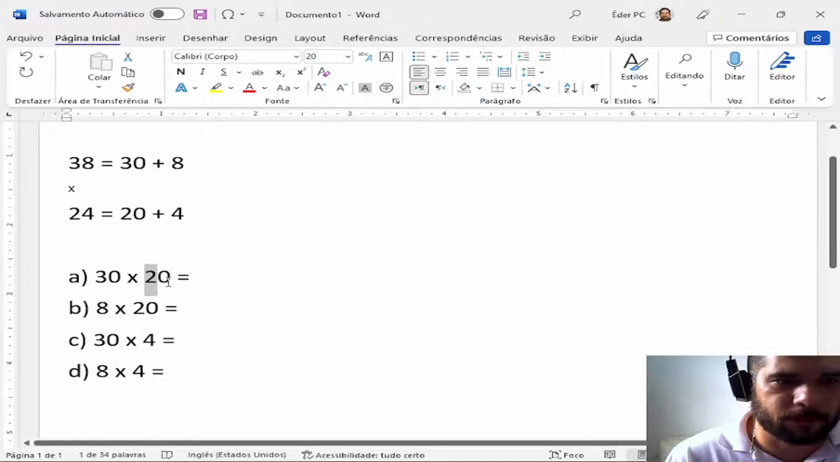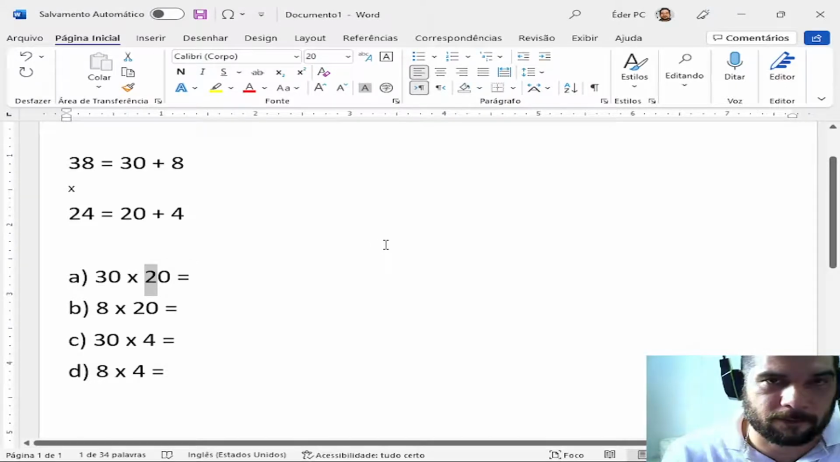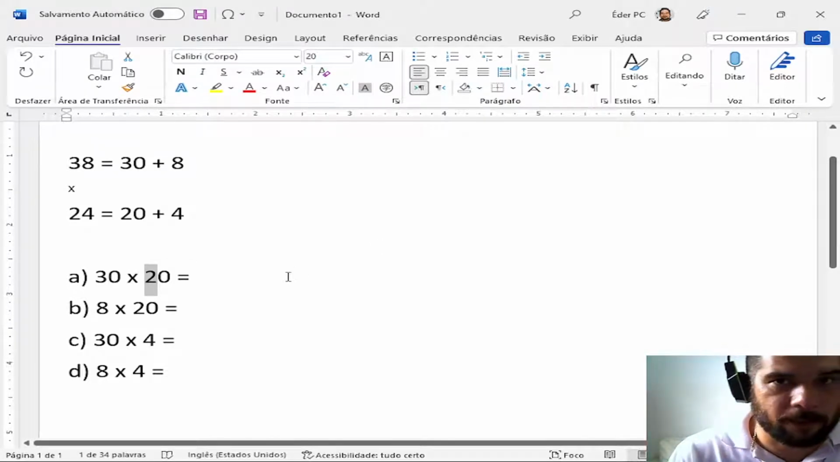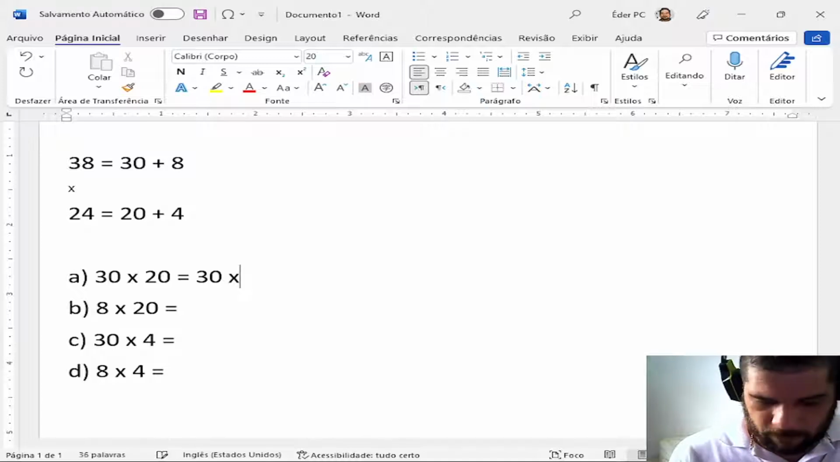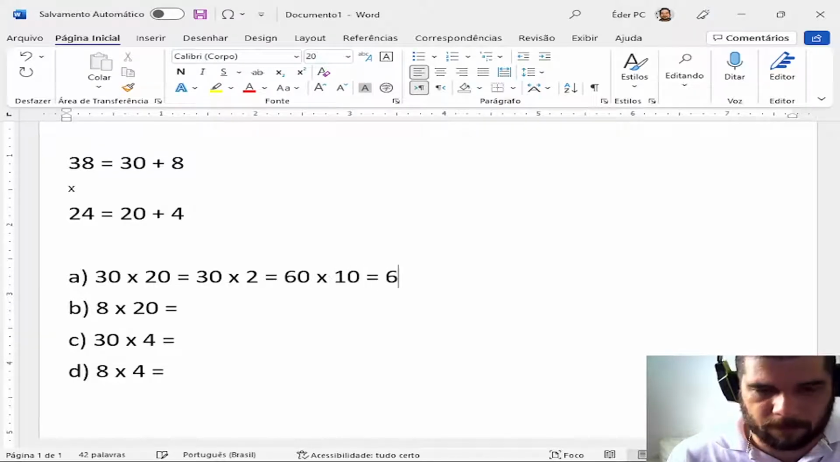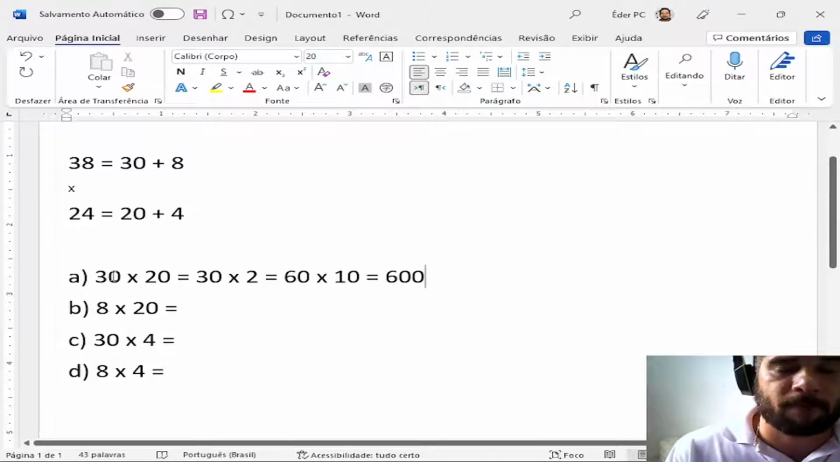Right, so I decomposed. I multiplied by 2, and then times 10, which is the same thing. 2 times 10, 20. So we're breaking the number into different ways, because that's easy for me. So let's go here. 30 times 2 equals 60, times 10 equals 600. Okay, so that's what I did here. Instead of multiplying 30 by 20, I did 30 by 2.